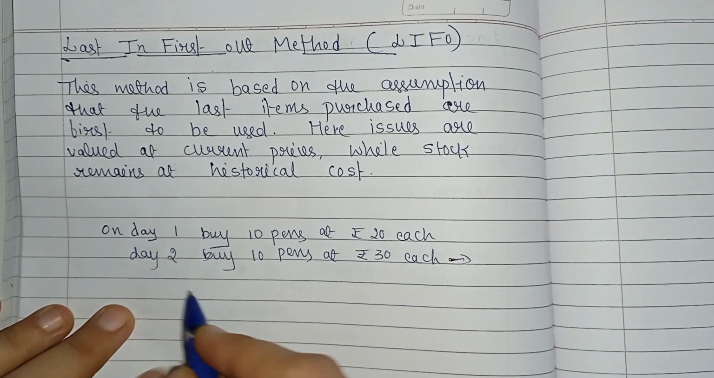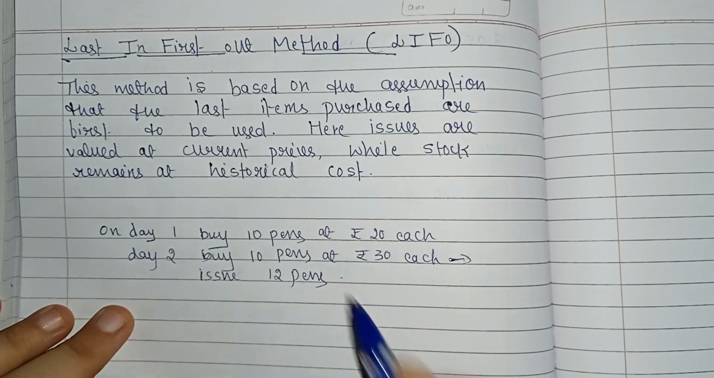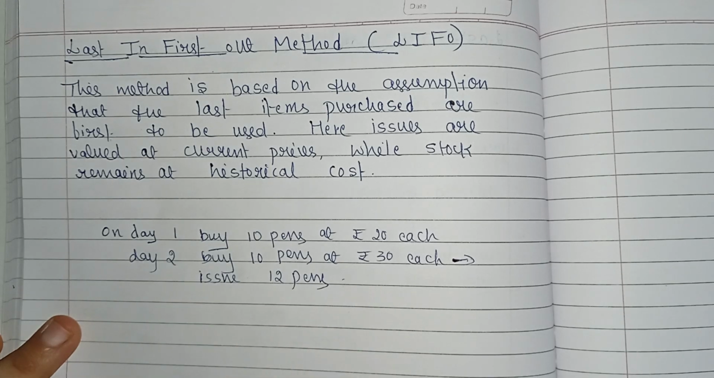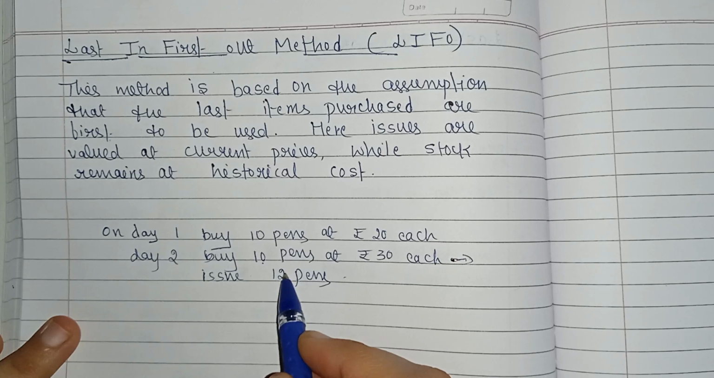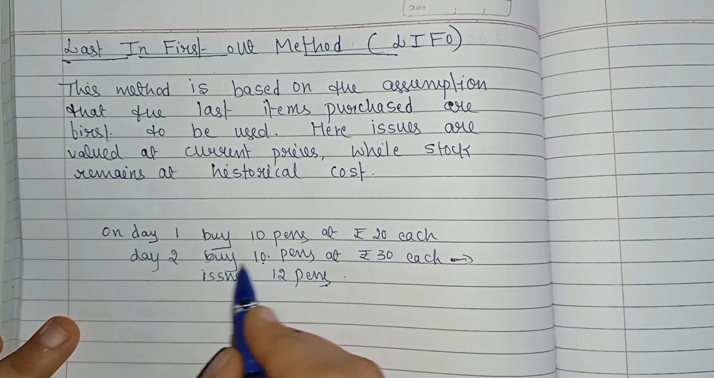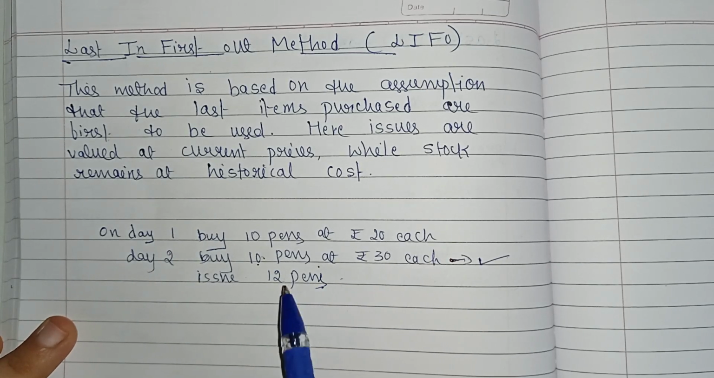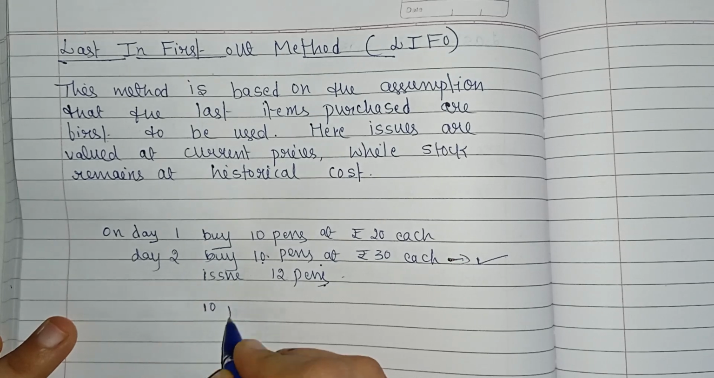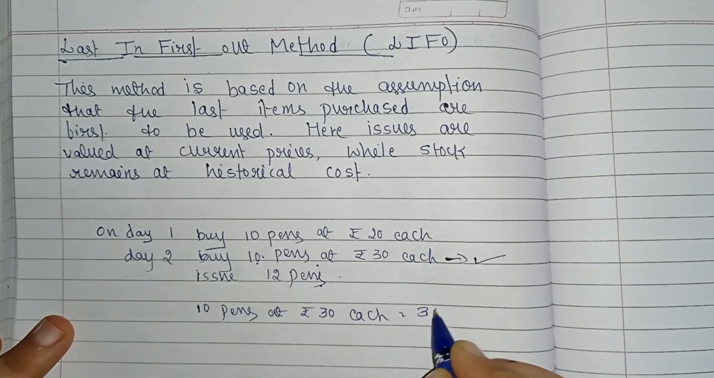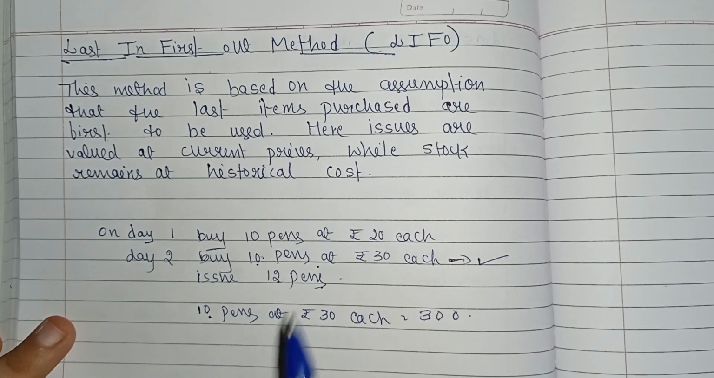Clear? Now you sell or issue 12 pens. So using LIFO, you sell the newest pens first. Means first you issue 12 pens out of the recent purchase. On day second, we purchased 10 pens at rupees 30 each, right? First we need to issue the day second purchase, that is 10 pens at rupees 30 each, which equals 300. Out of 12 pens we issued only 10 pens, and still we need to issue 2 pens, right?